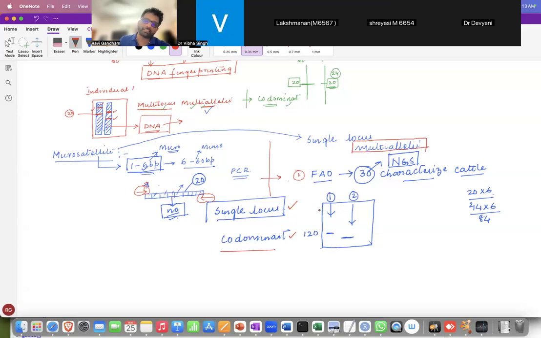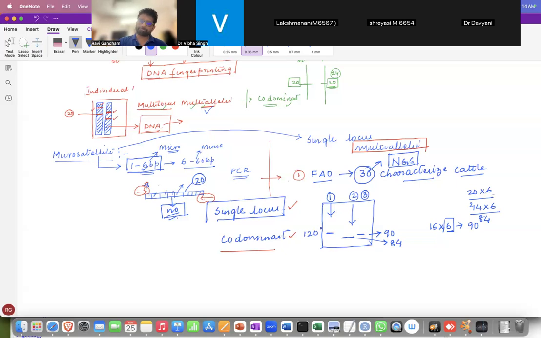Why is it multi-allelic? Because in individual 3, there are 15 repeats. Then it becomes 90 base pairs. You understand? I'm taking the maximum size of the microsatellite for you to understand. If this is 84, you will have a 90 somewhere here, which corresponds to individual 3, and this corresponds to 84 in individual 2. So likewise, at the same locus, there is a possibility of detecting multiple alleles in a population.